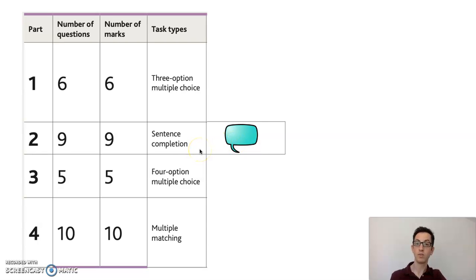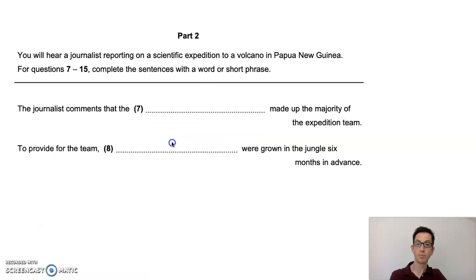Sentence completion involves listening to that speaker, reading sentences with gaps in them and picking out the correct information from the recording to put in the gap. There are 9 questions here, with a total of 9 marks, 1 mark per question, and 9 marks out of 30 makes this a fairly substantial part of the overall paper. Let's have a look at some sample instructions and example questions as well.